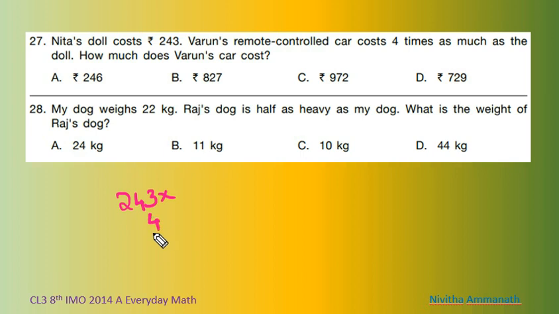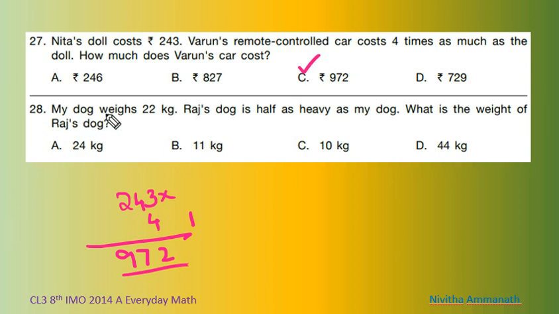So 243 into 4. That is 3 4s are 12, 2, 1. 4 4s are 16 plus 1, 17, 7, 1. 2 4s are 8, 8 plus 1, 9. 972. So C is the correct option.